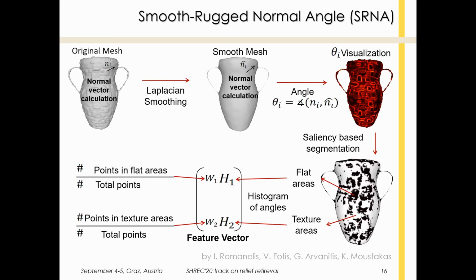This method is called smooth rugged normal angle. First, the model is smoothed with the Laplacian smoothing. Then, the angle between the normals of the smoothed and original models is computed. Such angles are used to compute the saliency of the models, which is used to perform a surface segmentation. Points with low saliency are considered to lie on flat areas, while high saliency means that the points lie on a texture. The computed segmentation leads to the creation of two histograms for the angles, one for a flat area and one for a textured area. These histograms are then weighted, concatenated, and are used to compute the final distance matrix.